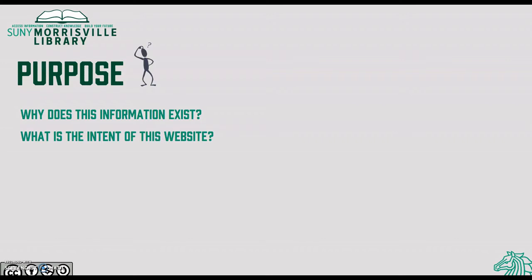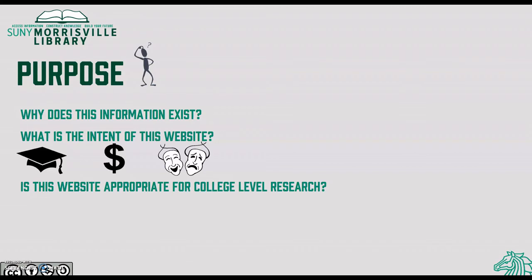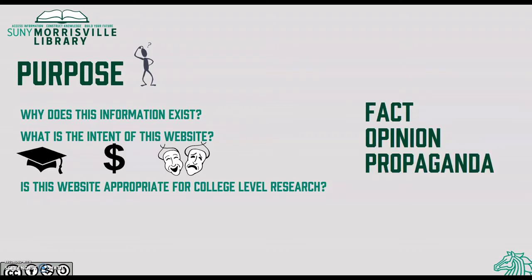Finally, purpose. Why does the information exist? Look to see what the intent of the information is. Was it created for educational purposes? To sell something? To entertain? Does the author or organization clearly state their purpose? What kind of information is it? Fact, opinion, or propaganda? Look back at the author of the information. May they have some kind of bias with their affiliations?